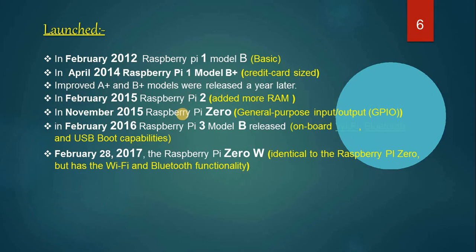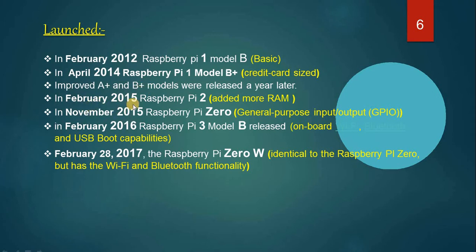This is the list of the Raspberry Pi models with launched year. Number 1 is Raspberry Pi 1. It was launched in February 2012. This is Model B and it is the basic model. Number 2 model, Raspberry Pi 1 Model B Plus, launched in April 2014. It is credit card sized. In later years, improved models A Plus and B Plus were released.